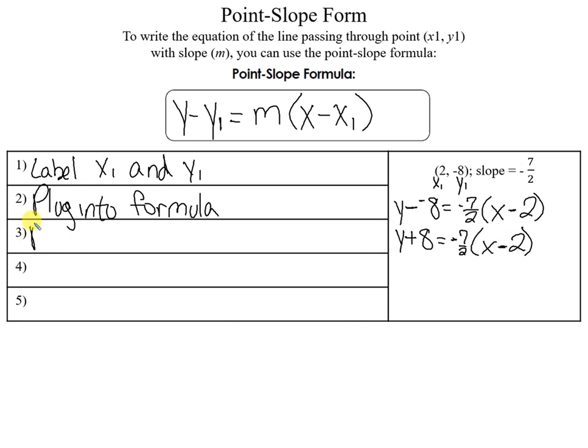The next thing we're going to do is we're going to distribute our slope. So I'm going to make my 7.5 go right there. So now I have y plus 8 equals -7/2x. Let me check my calculator. When we distribute that, we end up with +7.